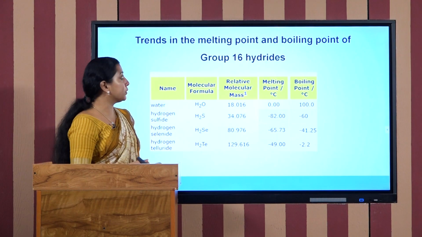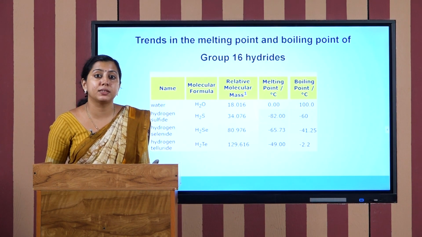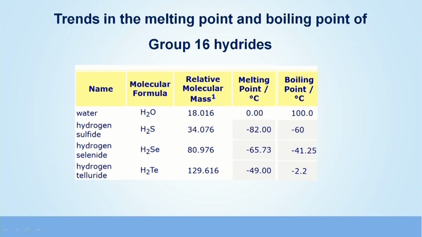This table shows the trends in the melting point and boiling point of group 16 hydrides. On the top, you can see water, that is H2O, which has very strong hydrogen bonding compared to the other three in the series, that is H2S, H2Se, hydrogen selenide, and hydrogen telluride. Among these four, H2O has the strongest hydrogen bonding because of the highly electronegative oxygen atom.